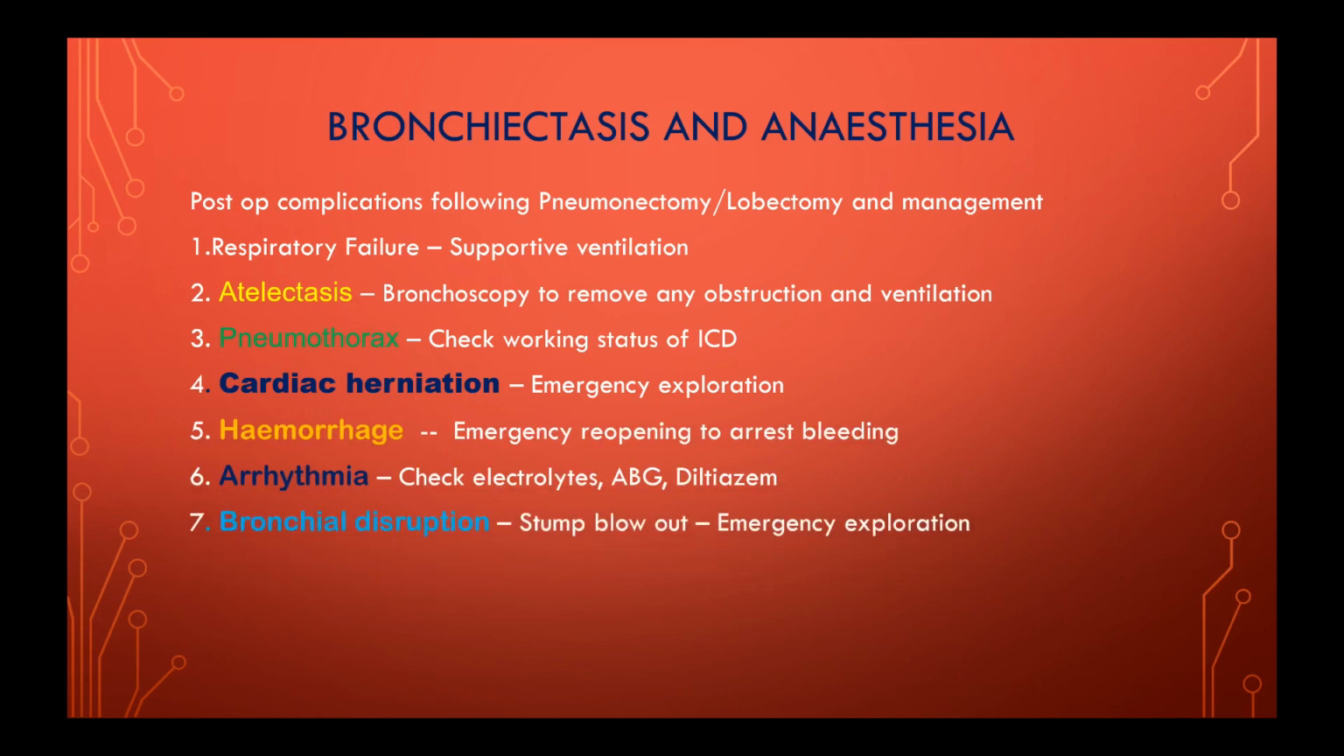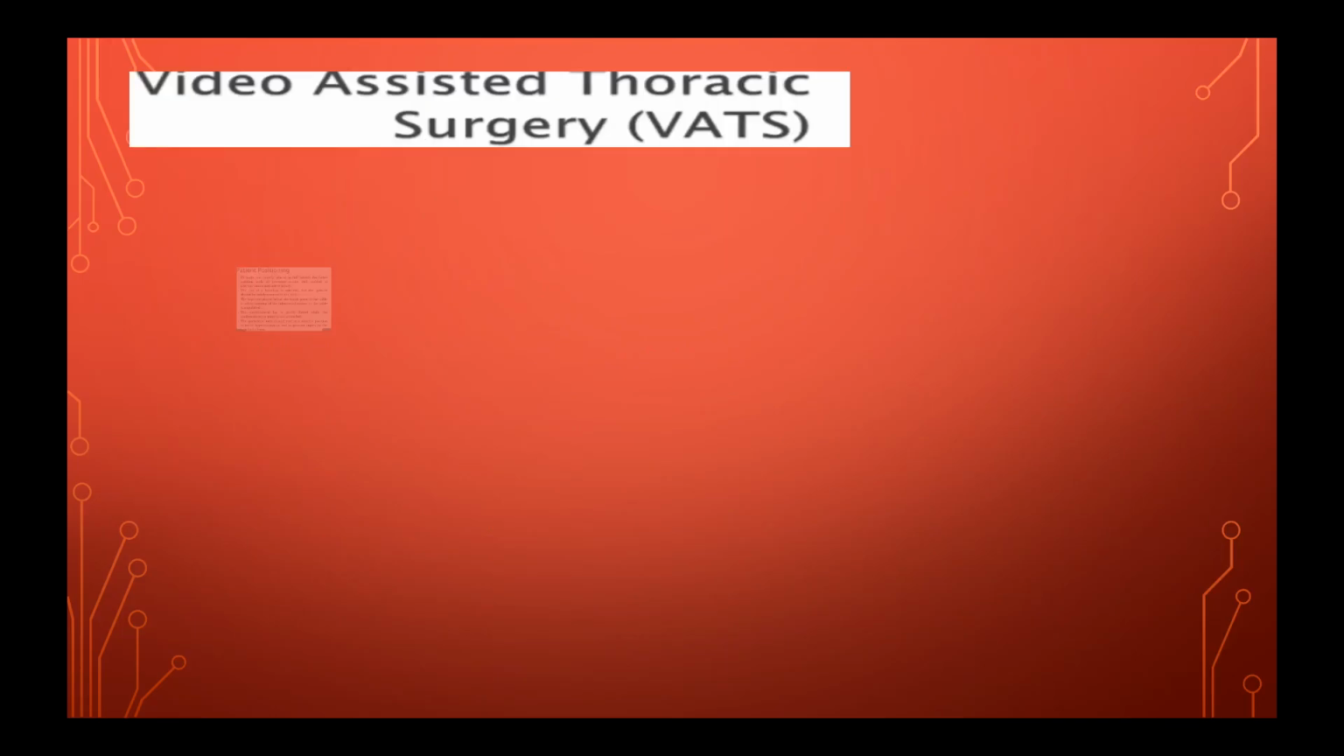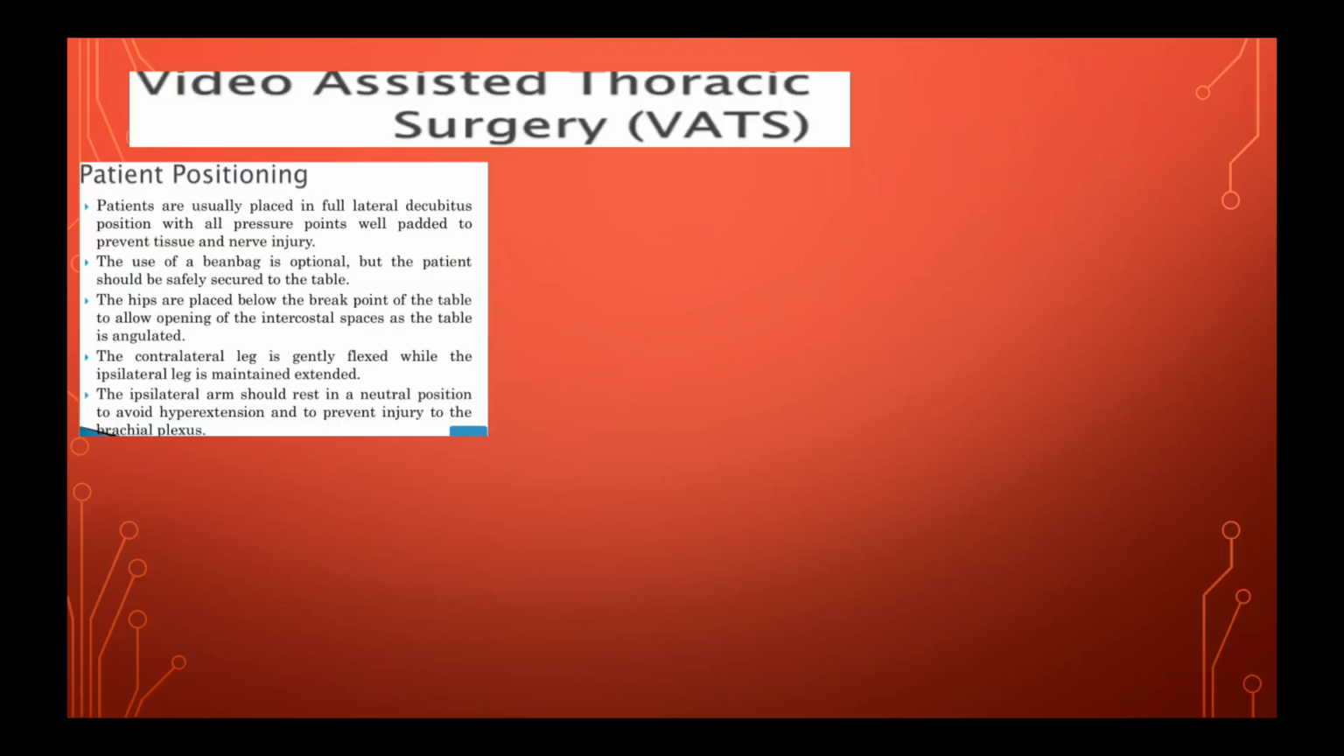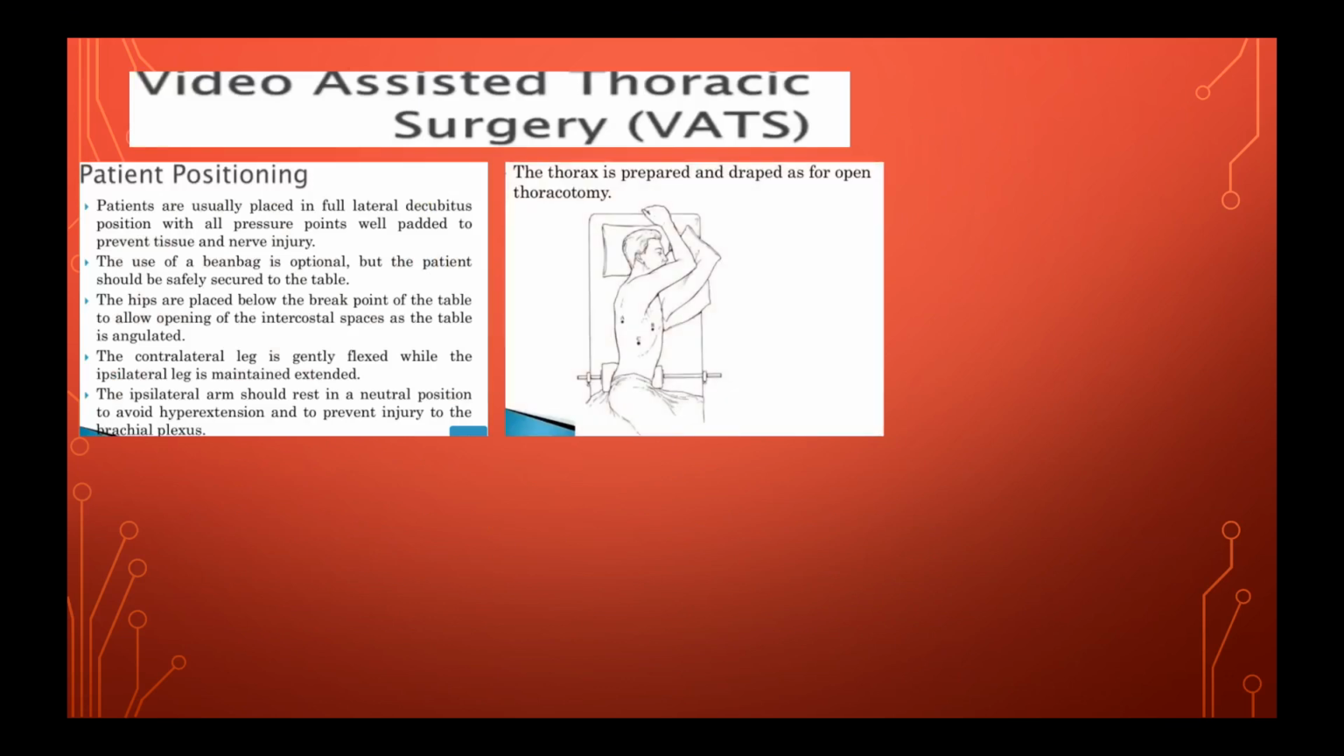Bronchial disruption or stump blowout needs emergency correction. Right heart failure: when the diseased lung is removed, the load on the pulmonary vasculature increases, which may produce right heart failure. That may require IPPV, dobutamine, milrinone, and nitric oxide. Earlier, open procedure was the thing to do for any lung surgery, but now video assisted thoracoscopy has come.